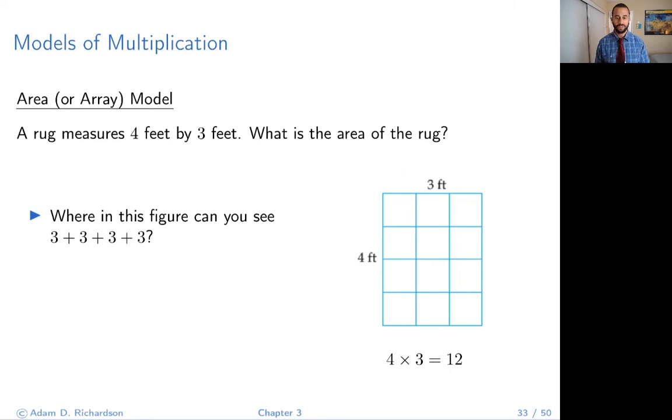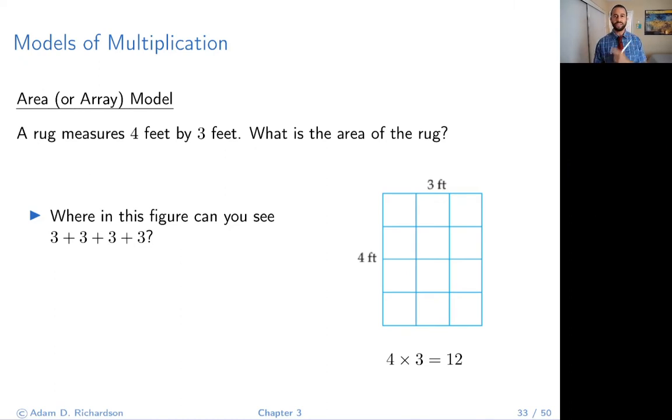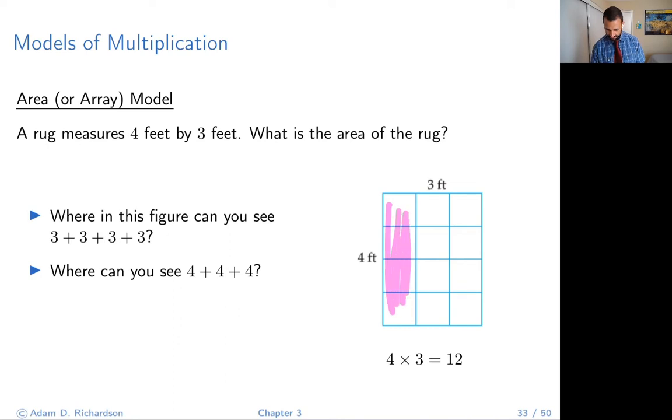Let me ask you this. Where in the figure can you see 3 plus 3 plus 3 plus 3? Just take a moment and think about it. Do you see it? You see 3 plus 3 plus 3 plus 3? I can see it right here. Here's one group of 3, and then another group of 3, and then another group of 3, and then another group of 3. And lo and behold, you're just adding 3 4 times. That's what's going on. That's multiplication for you, right? Can you see the 4 plus 4 plus 4? I think now you can probably see it here, right? Here's 4 plus 4 plus 4.